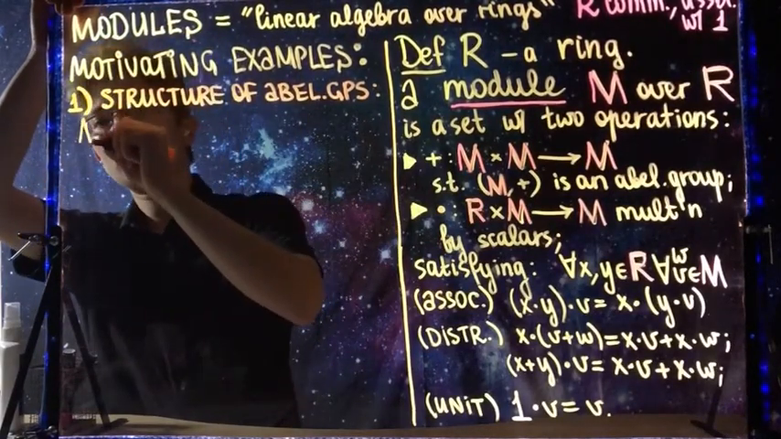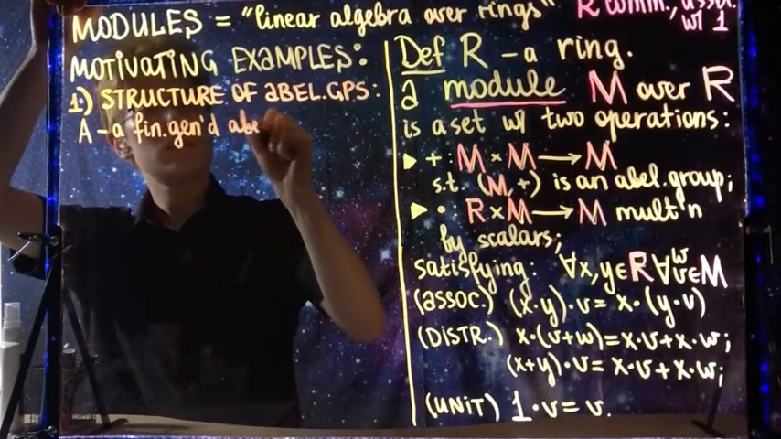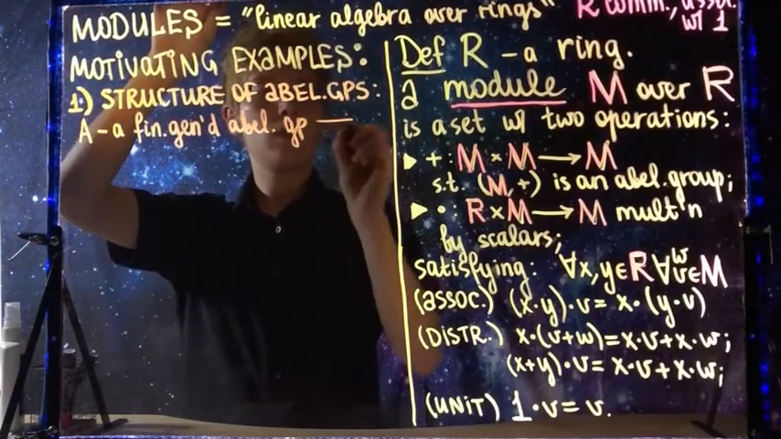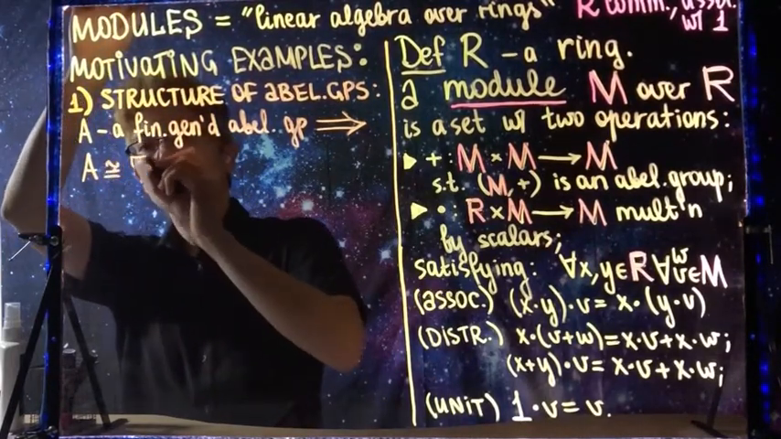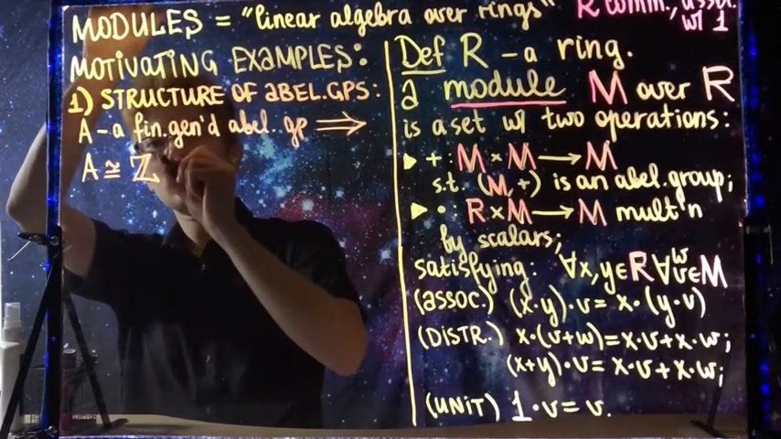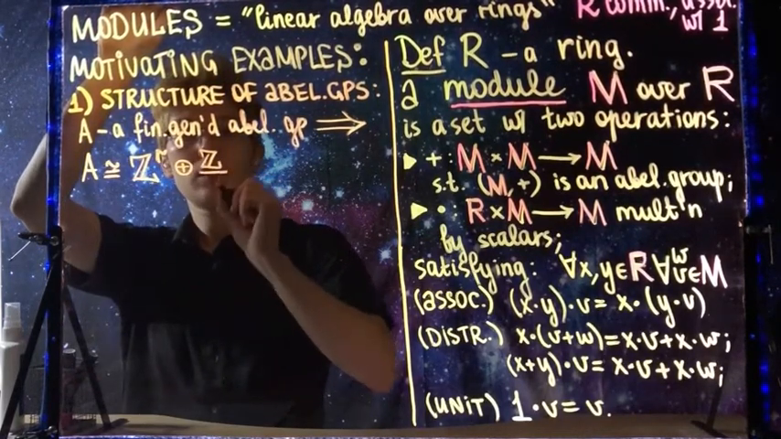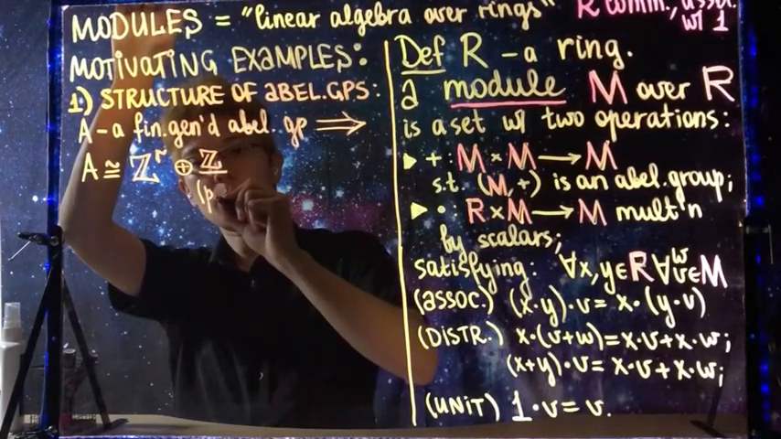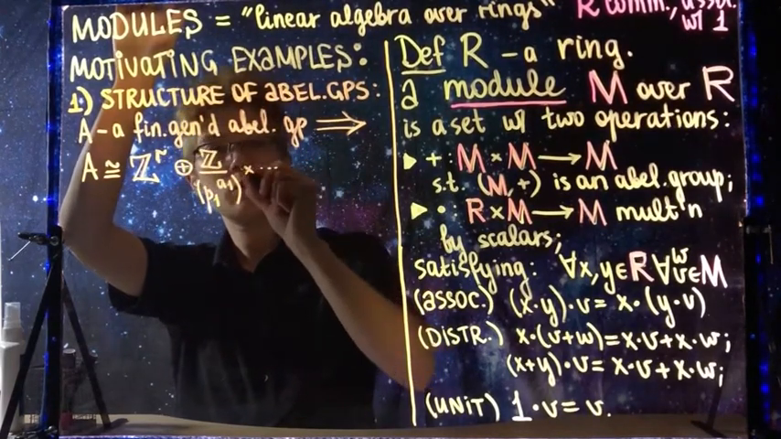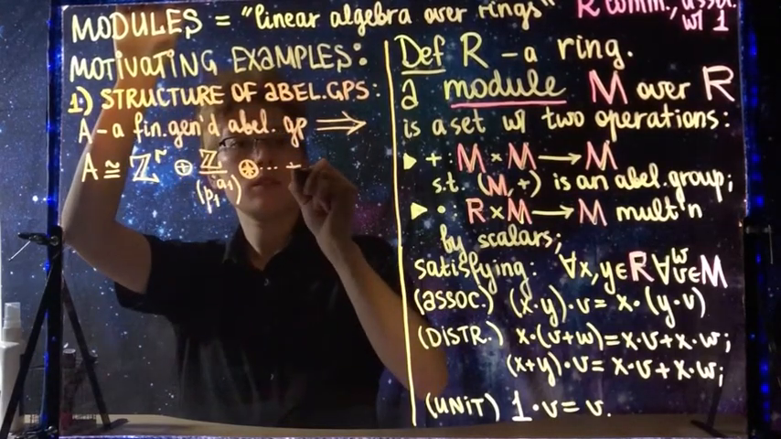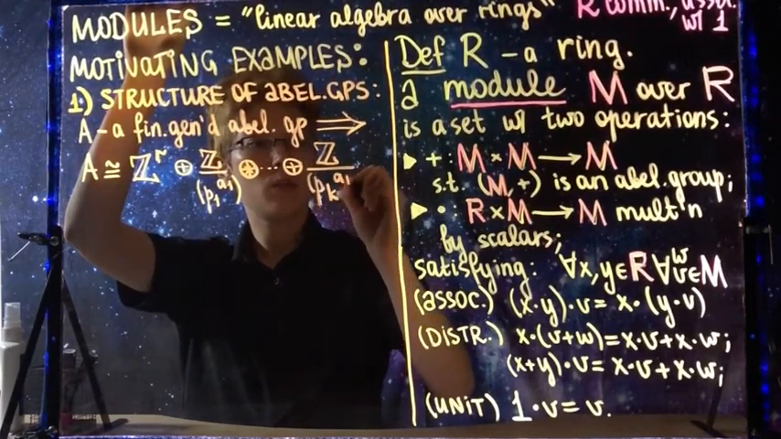So if we have a finitely generated abelian group, then A is isomorphic to the free group on some number r of generators plus Z mod some prime number p1 to the power a1 times etc. plus etc. plus Z mod pk to the power ak.